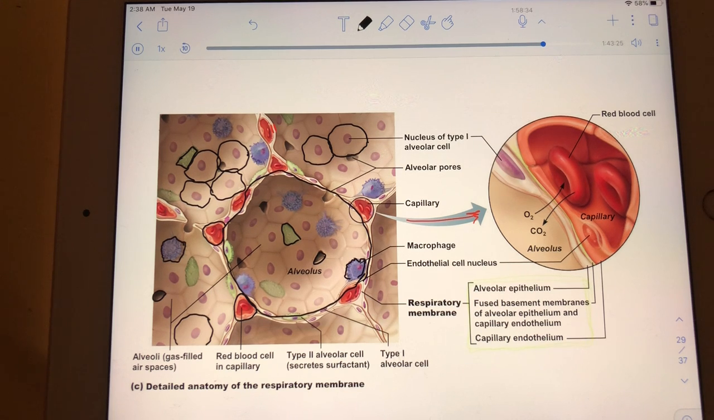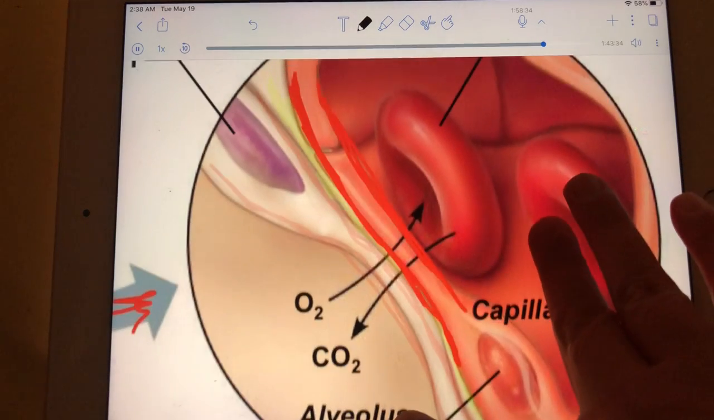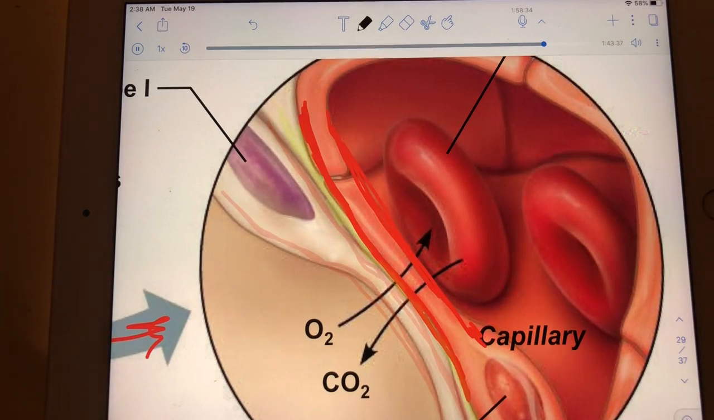Okay. We can see the simple squamous. I'm using red, which is evil. Hard to see. Simple squamous epithelial cell of the capillary wall. Right? Simple squamous epithelial cell of the alveolar wall. And then in between them, fused. We need a different color. Good grief. In between them, fused basement membrane.